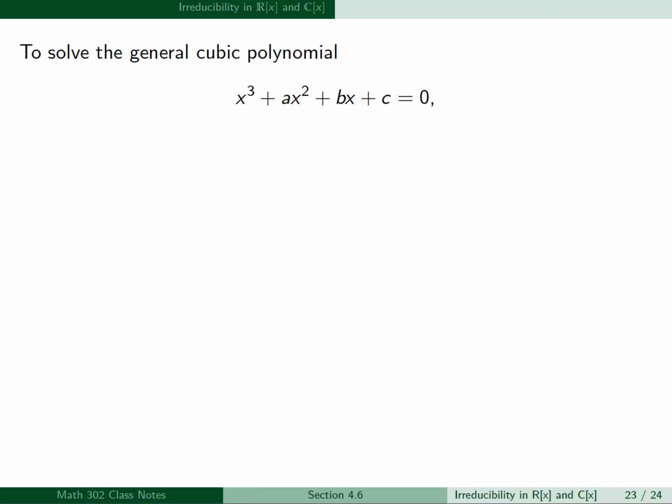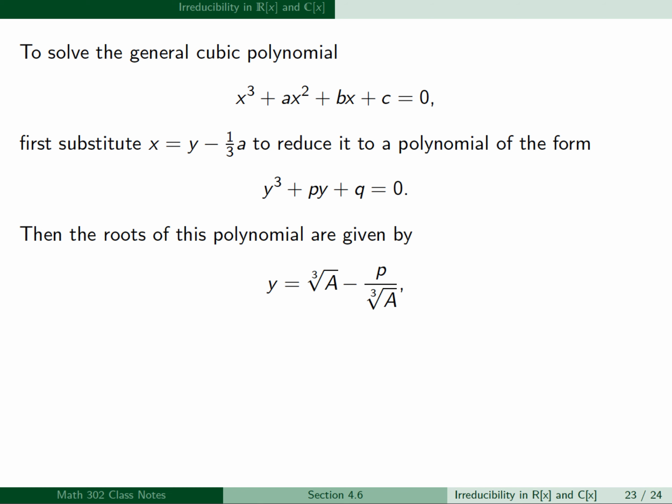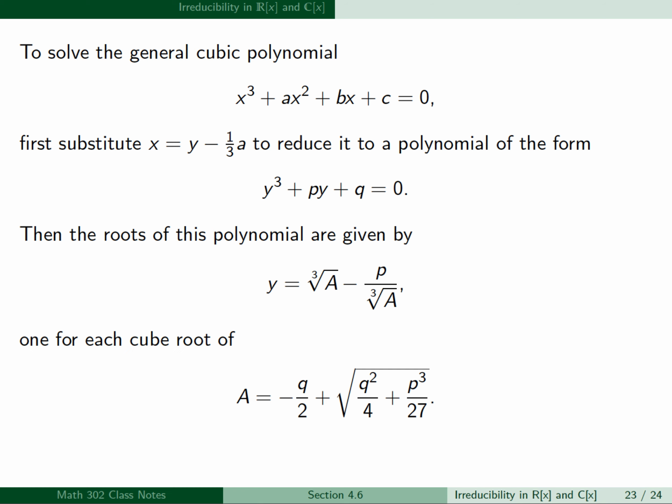To solve the general cubic polynomial x³ + ax² + bx + c = 0, first substitute x = y − a/3 to reduce it to a polynomial equation of the form y³ + py + q = 0. Then the roots of this polynomial are given by y = α − p/(3α), for each cube root α of the quantity A, which is −q/2 + the square root of (q²/4 + p³/27).